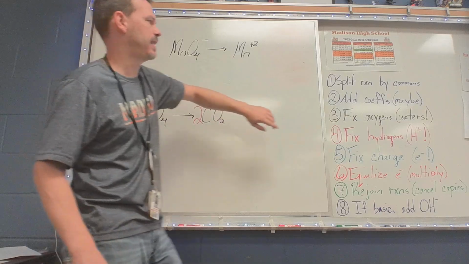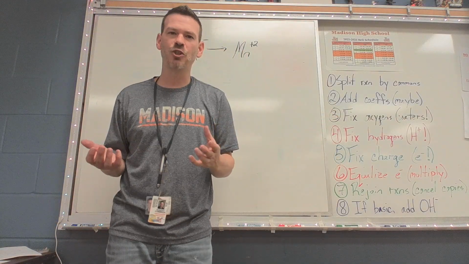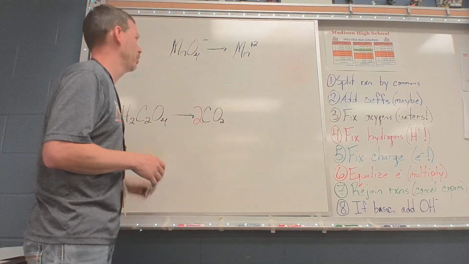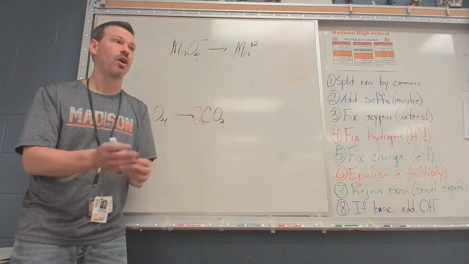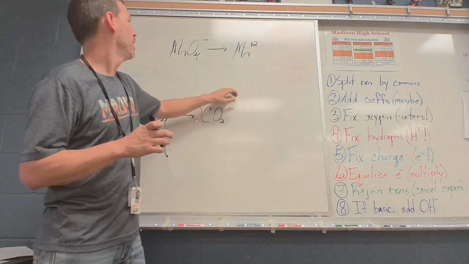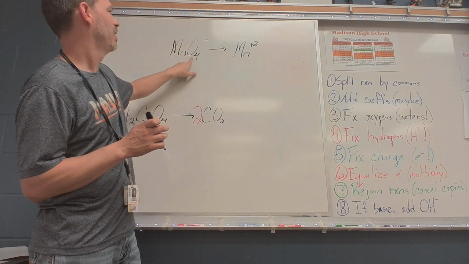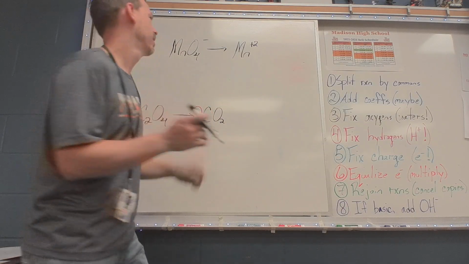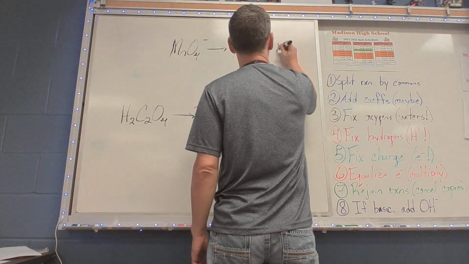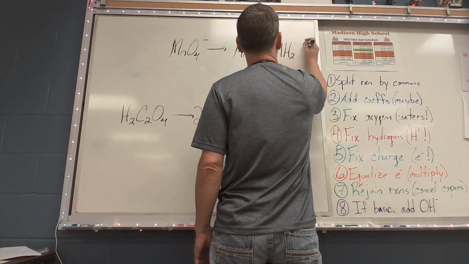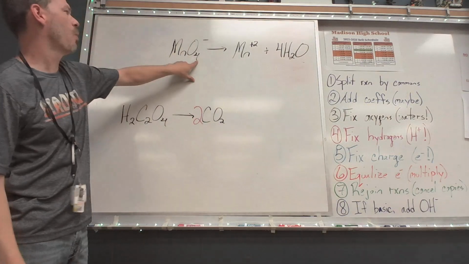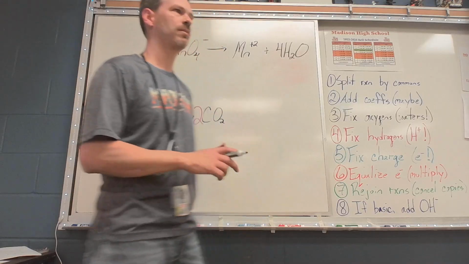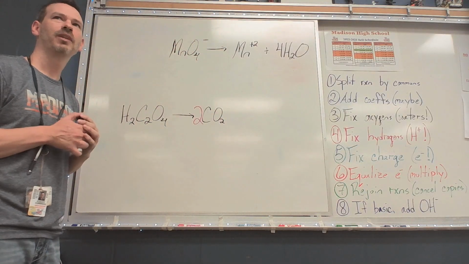So we're up here and we're on step 3. Fix the oxygens by adding water. You can see our oxygen issue. Which side do we need oxygens on? The product side. How many oxygens do we need? So if we're going to fix those by adding water, how many water should we add? 4. Why 4? Because I need there to be 4 oxygens, and looky, looky, looky. Now there's 4 oxygens. We've done it.